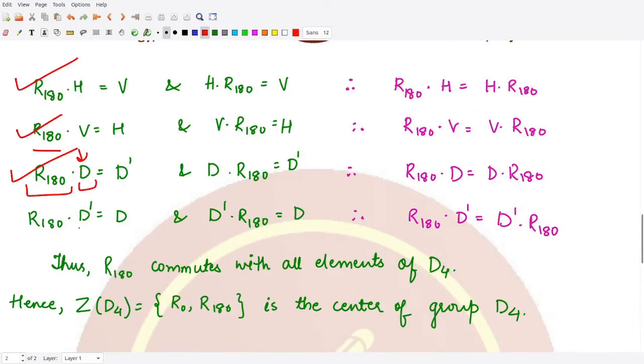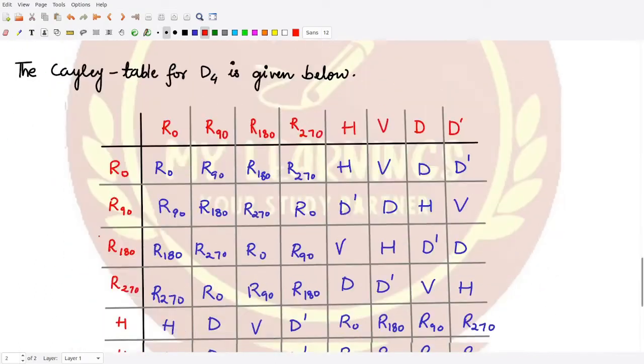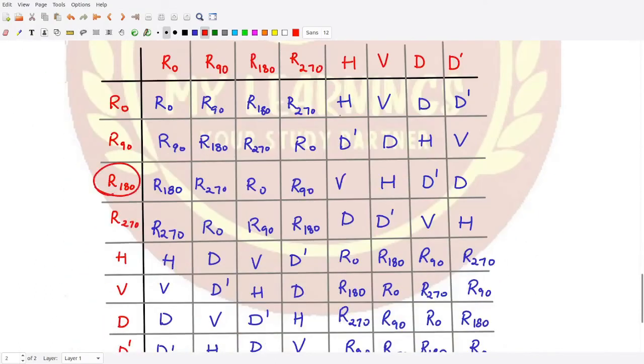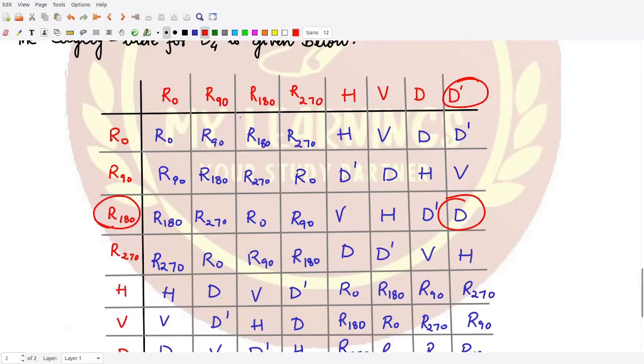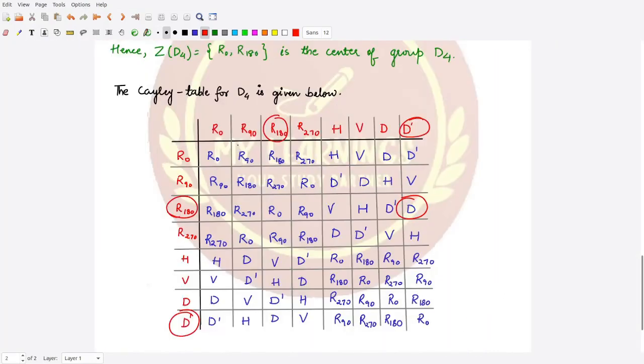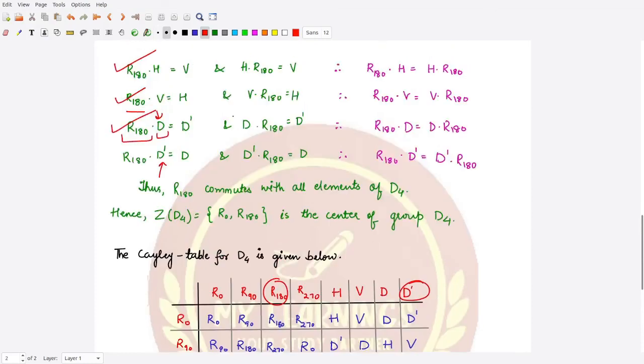So lastly, we have to see it with D dash. R180 is here, D dash is here, so the answer is equal to D. And the other way around, D dash is here, R180 is here, so the answer is D. So you see we have the answer as D in both cases. So therefore we have the commutativity of R180 with D dash as well, right?